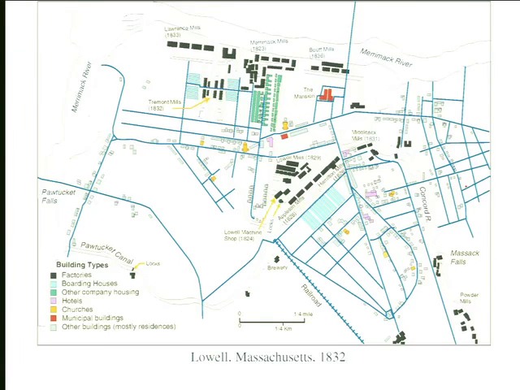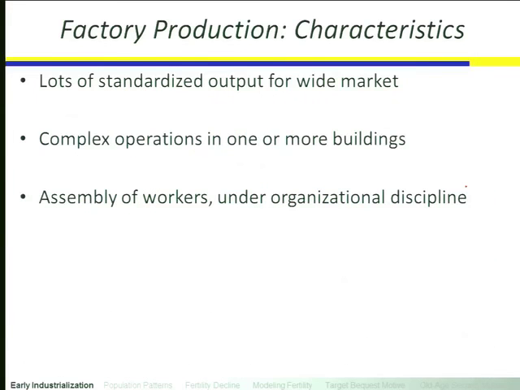These are out of order. On Thursday, I showed you this slide real quickly, the characteristics of factory production. Lots of standardized output for a wide market. So if you're going to produce in a factory, which is a characteristic of early manufacturing, that means that you're producing lots and lots of the same thing. You're not producing, as boots were produced previous to this, boots were produced person per person.